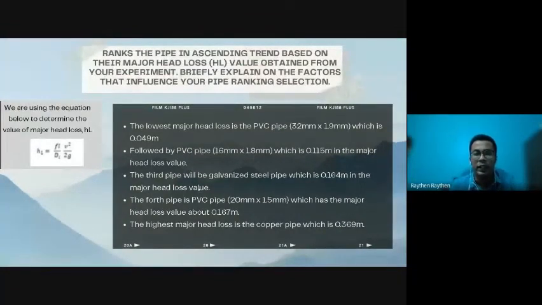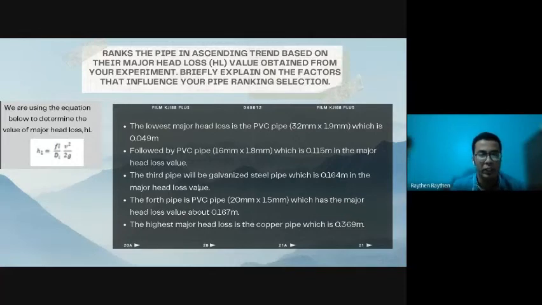Next, these are the rankings of the pipes in ascending order based on their major head loss value obtained from the experiment. The equation we use is HL. The formula for HL is F, the coefficient of friction, times the length over diameter, times the velocity squared divided by 2 times gravity.